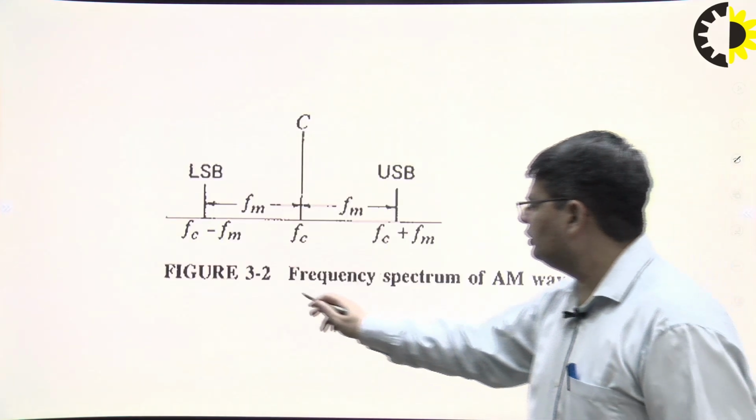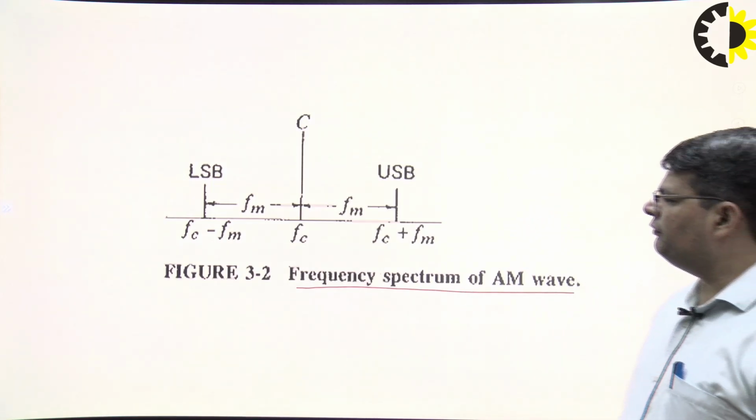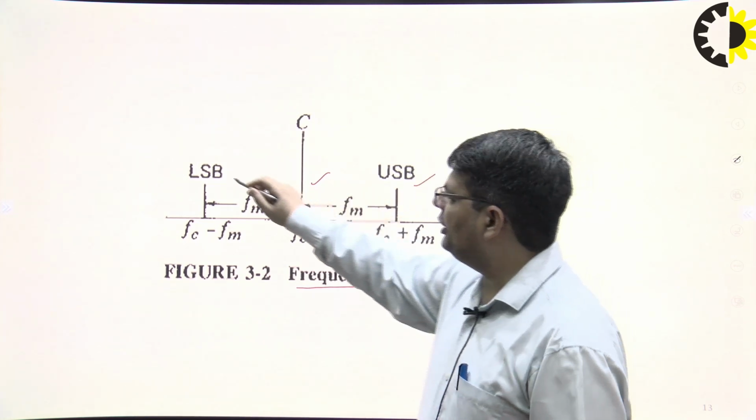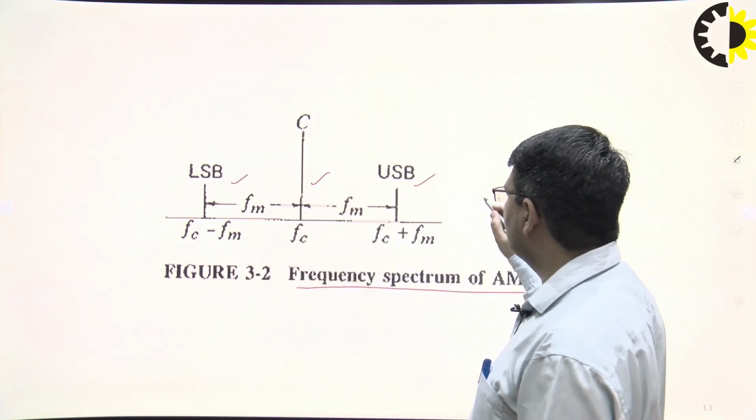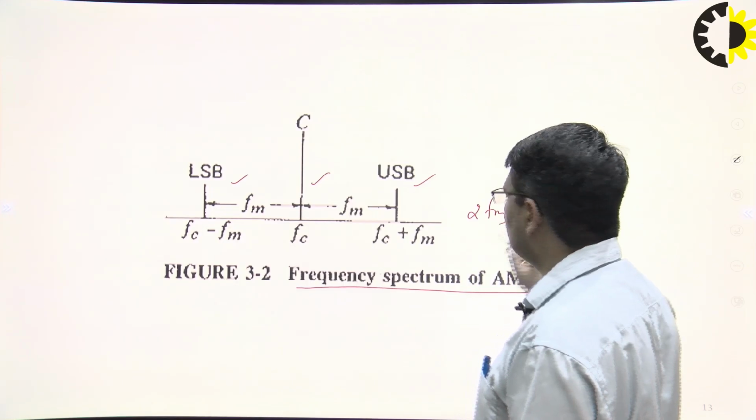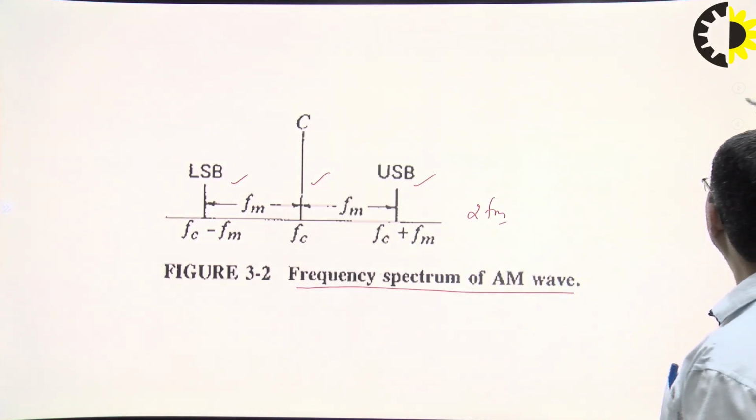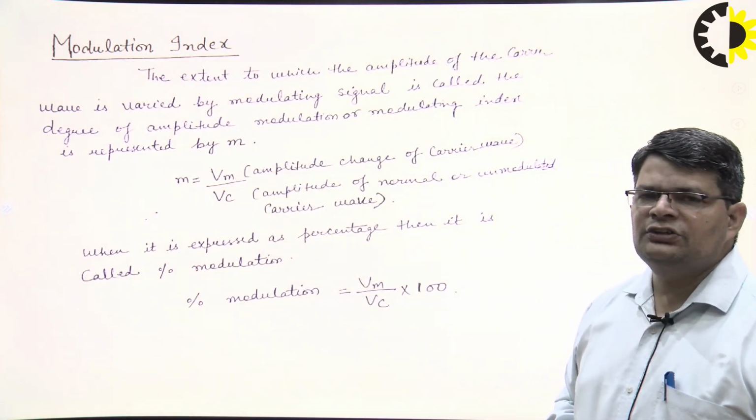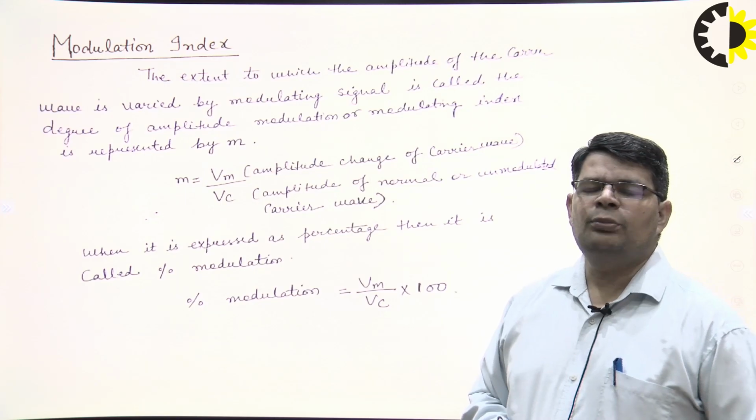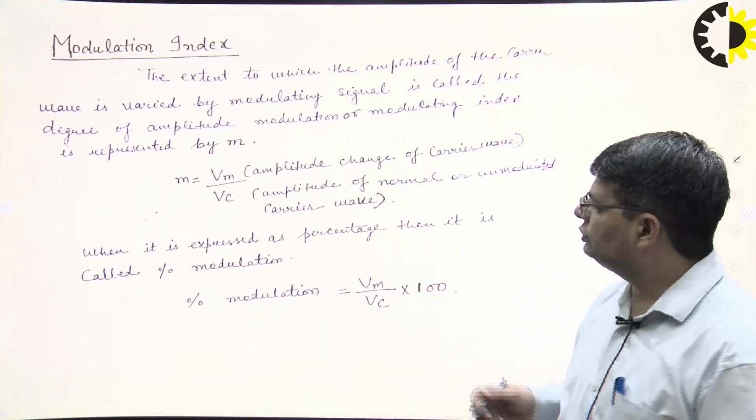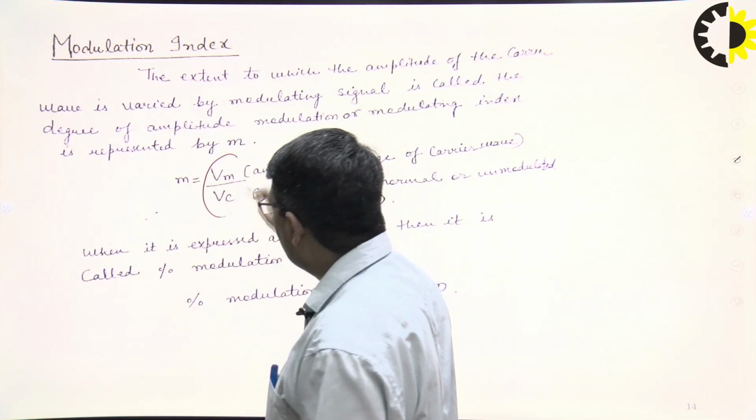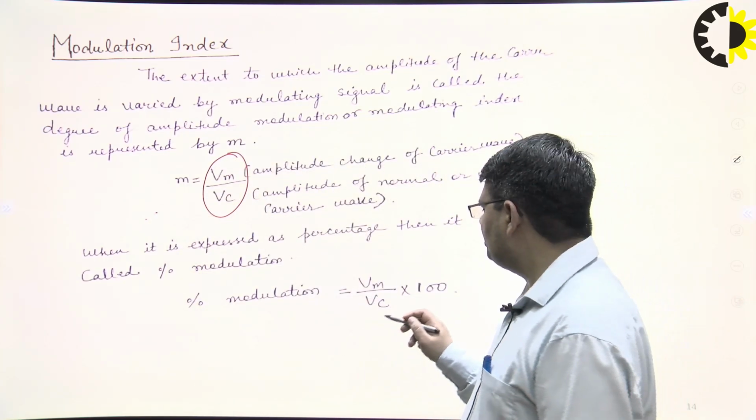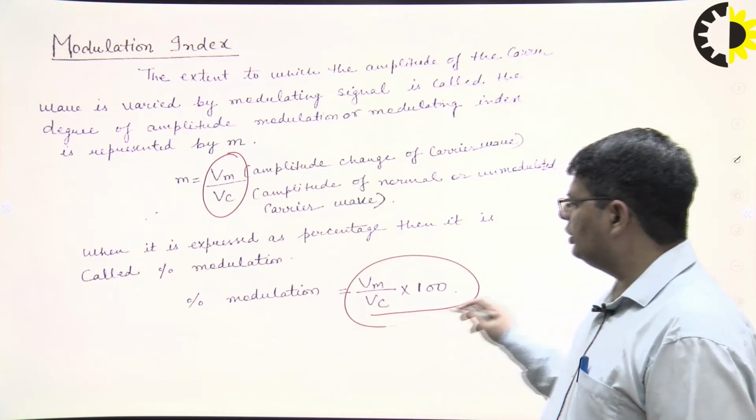Again, this is the frequency spectrum of the AM wave, where we have the carrier at the center, then we have the upper sideband and lower sideband with bandwidth 2 Fm. Modulation index, as discussed, gives us the extent up to which the modulation has been performed. So this ratio Vm by Vc is known as the modulation index, and in percentage modulation it is given as Vm by Vc into 100.